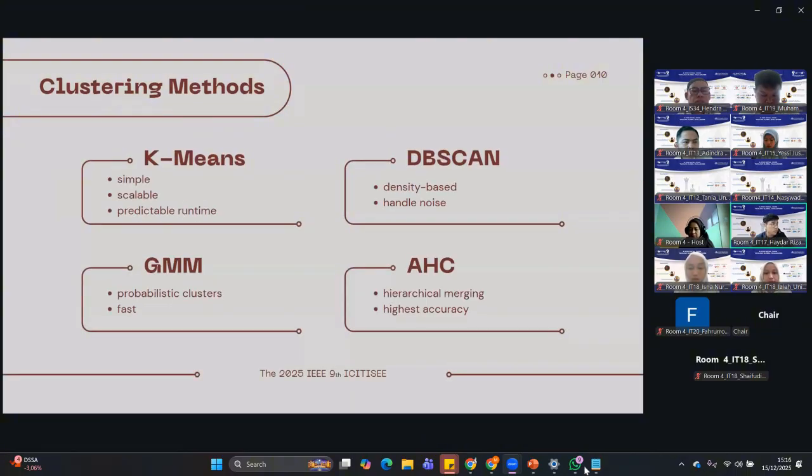Okay, so these are the 4 clustering methods which serve different purposes. K-means is simple and scalable. Density-based spatial clustering of applications with noise, or so-called DBSCAN, handles noise and nonlinear clusters. Gaussian mixture model, or GMM, provides soft clustering and fast performance.